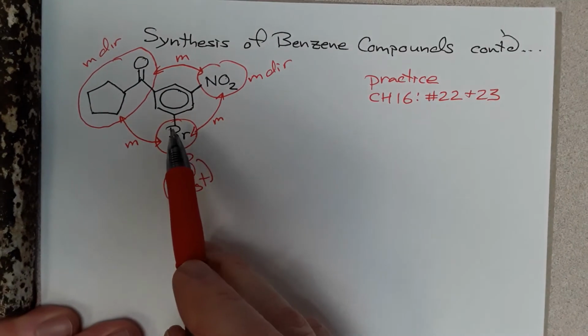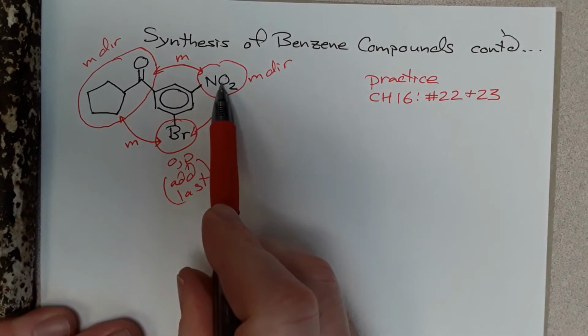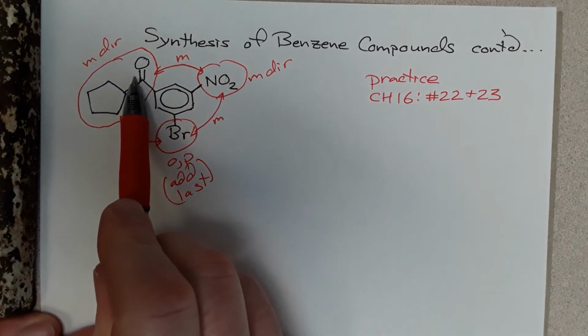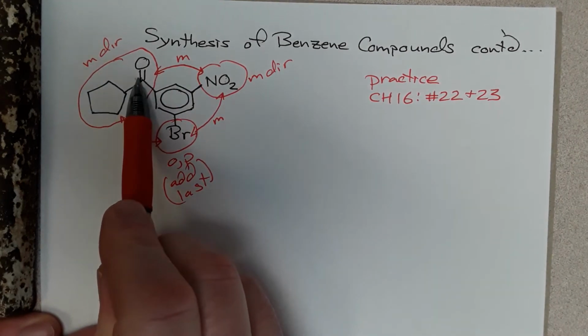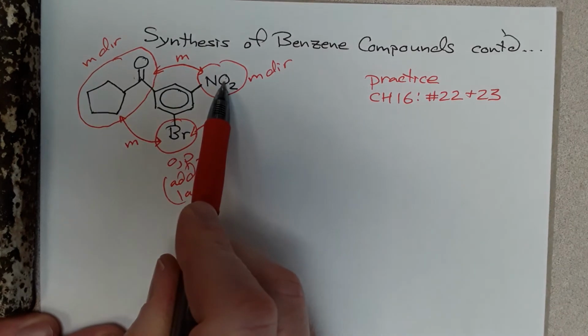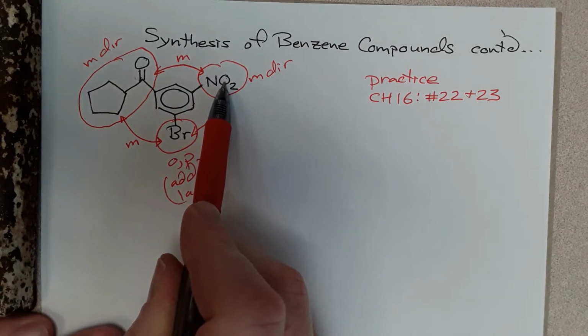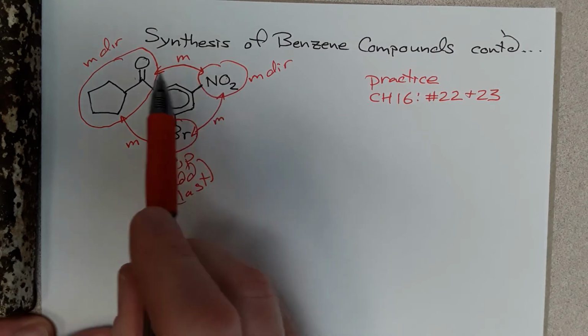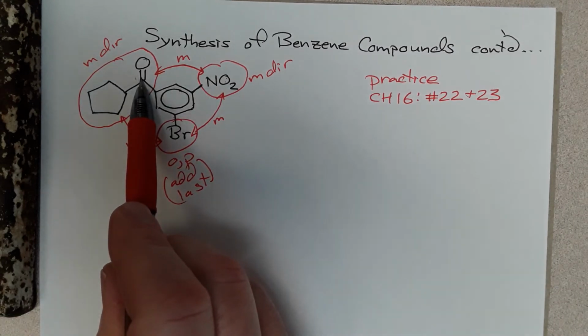Now we have a meta director here, so if we added that first, that would direct this one meta to it. If we added this first, then it would direct the nitro group meta to it. So does it matter at all whether we had the nitro group first or the ketone group?